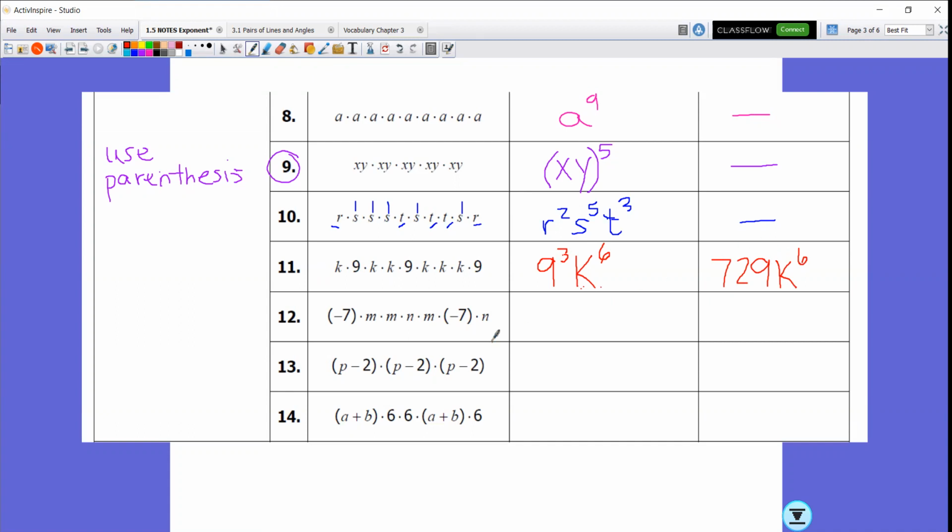All right, so 12, a little similar to 10, because now I have three different bases. I have -7, I have M, and I also have N. So we're going to put the numbers first again. I have -7 raised to the second, because there's two of them. And then we'll do the M's first. I have 1, 2, 3 M's. So M to the third. And then I have 1, 2 N's, N to the second.